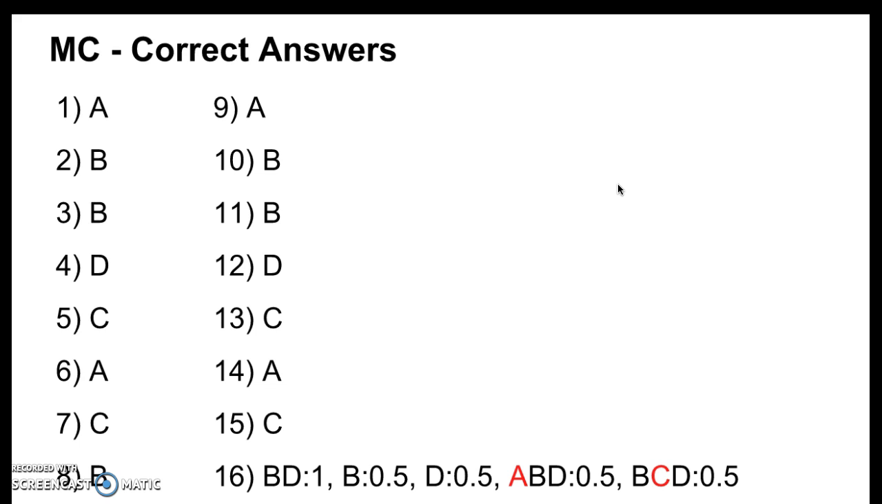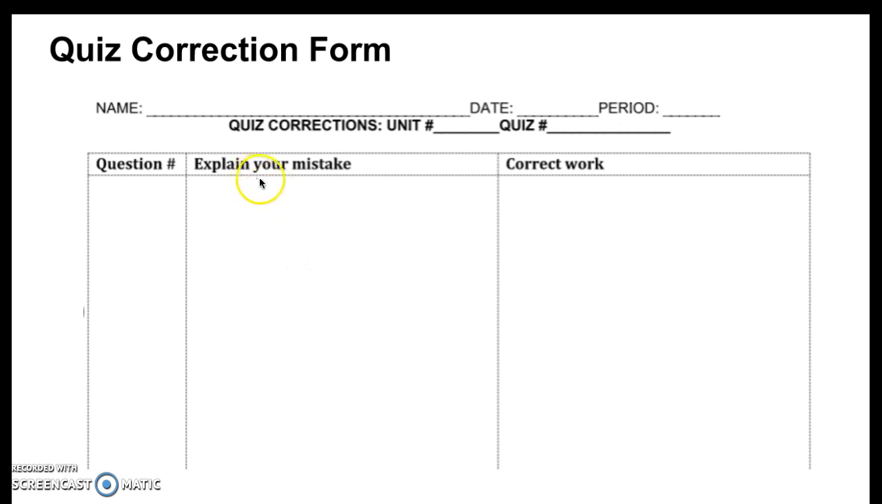All right, now that you've had a chance to check your multiple choice answers, you can utilize that to help you with your quiz correction forms. You need to again explain your mistake and show the correct work. That means that you can't just write down B as the correct answer or A as the correct answer. You have to show the work that is necessary to get you to the correct answer.